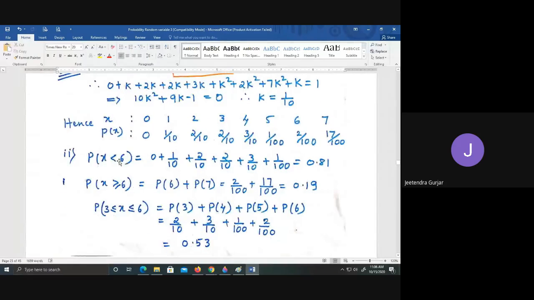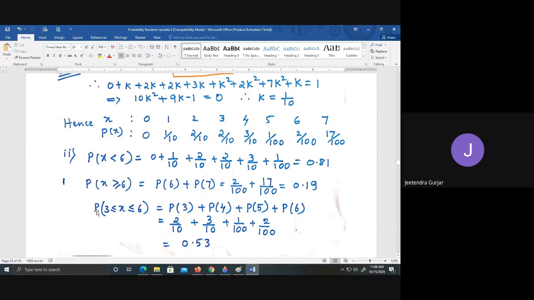Then simple, x is less than 6 means till 5, that is 0, 1, 2, 3, 4, 5 random variables you have to select, and their respective probabilities you are going to add. That is P of x less than 6, we get 0.81. I'm just repeating once again. Similarly, we'll go for P of x greater than or equal to 6. Equal to 6 means 6 will be there, greater than means 7. Only two probabilities are there. P of 6 plus P of 7, which is equal to 2 upon 100 plus 17 upon 100, is equal to 0.19. You can calculate in the calculator also.